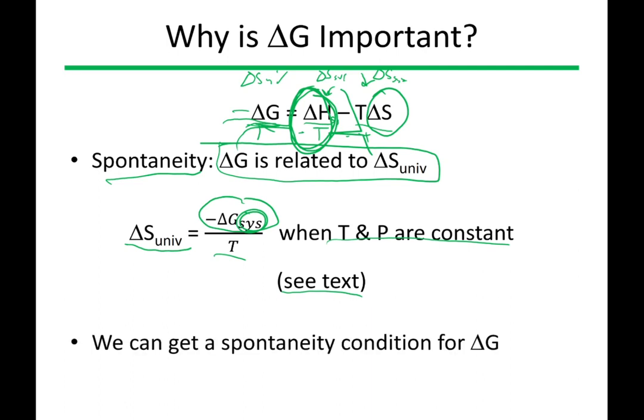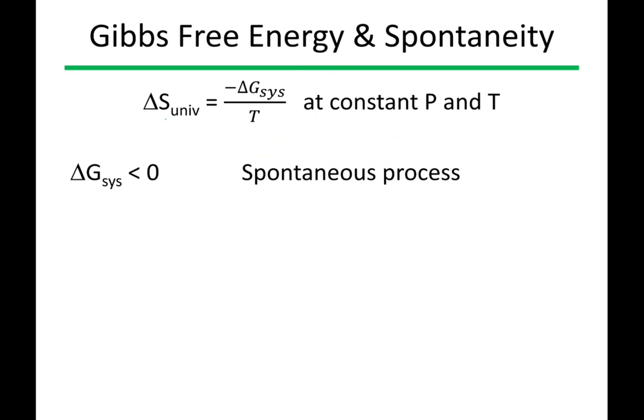So because we have this relationship between the delta S of the universe and delta G, we can see what delta G means for spontaneity. Since they're directly related to each other but have a negative sign, the sign for delta G for a spontaneous process is going to be opposite of delta S.